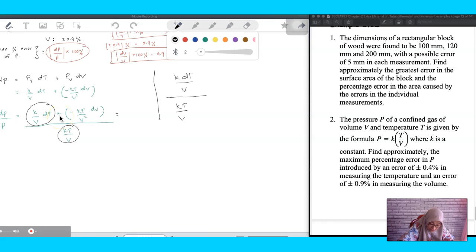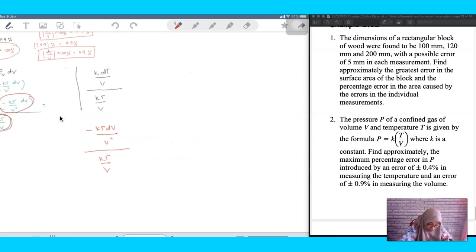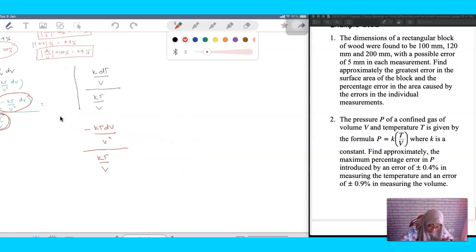Now you have this one divided by this, right? Which means the second one will give you negative KT dV over V squared divided by KT over V. Okay, so now we want to simplify these two terms one by one.